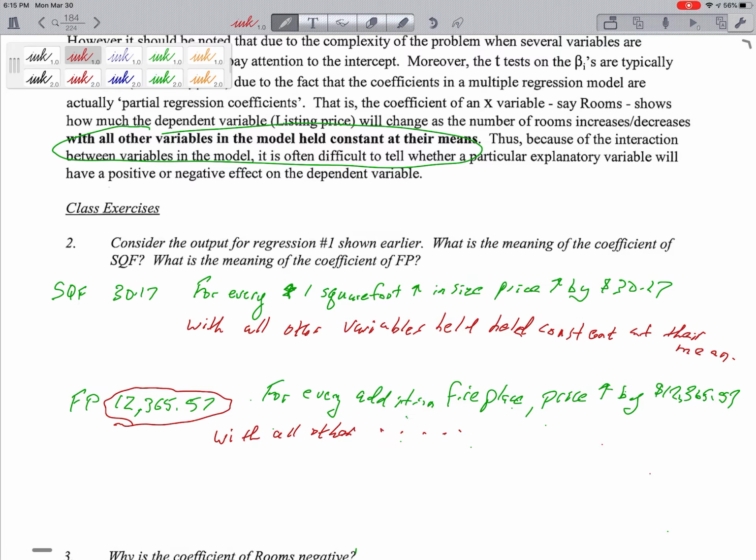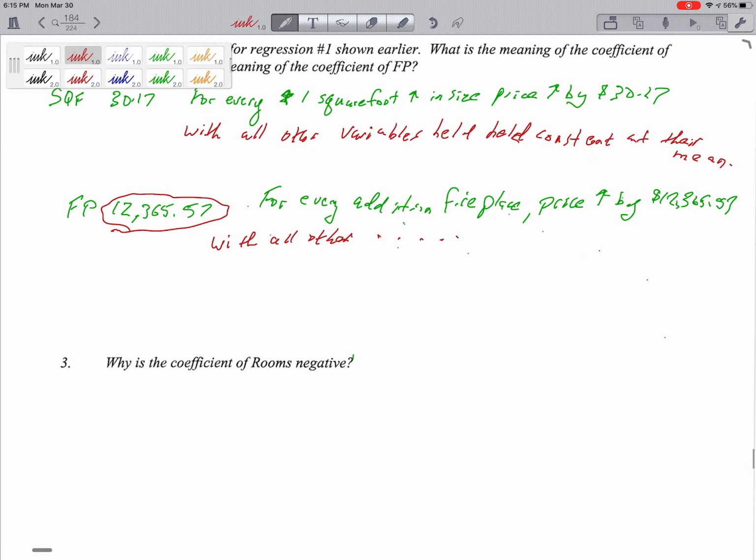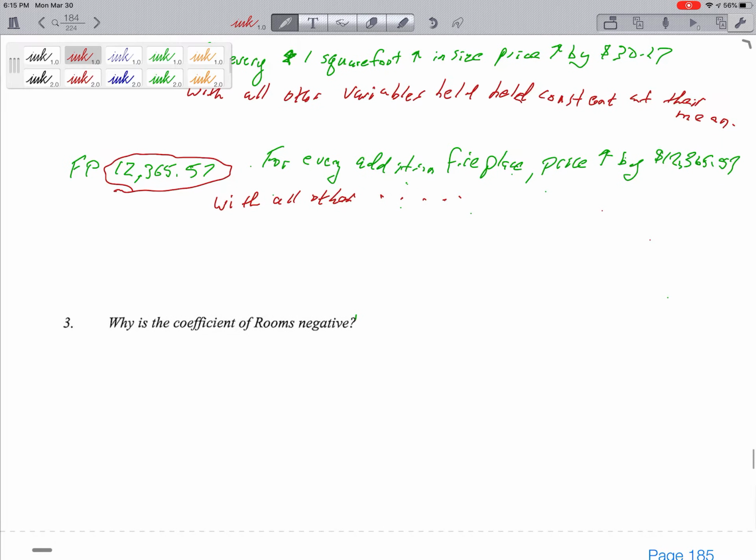So you can't just put in 8 fireplaces in a house and expect it to go up by 8 times $12,000, about $100,000. It doesn't work that way. It's good within a range. Now, this whole thing about being held constant at its mean has to do with the coefficient of rooms.